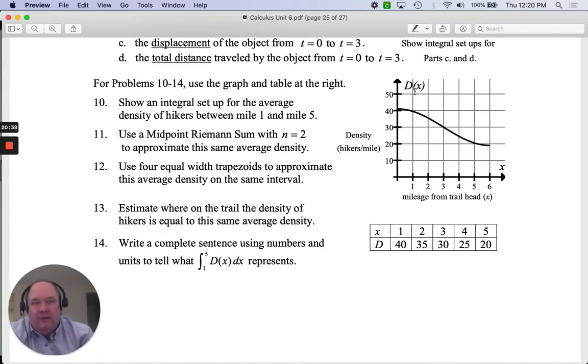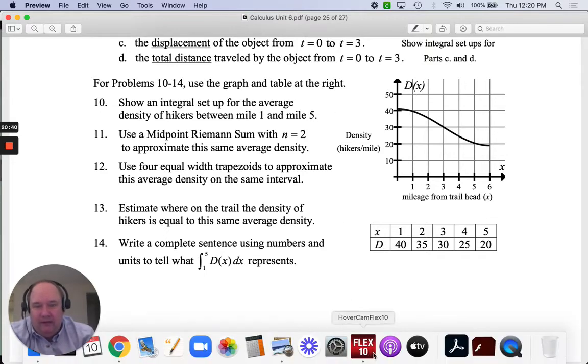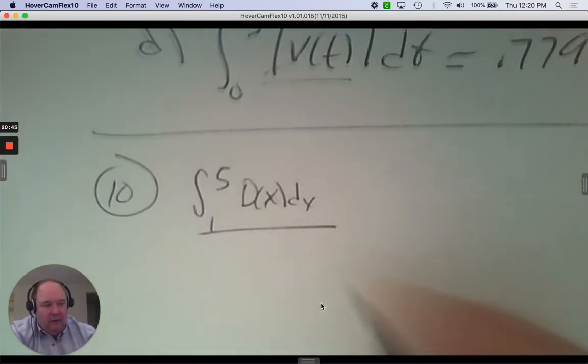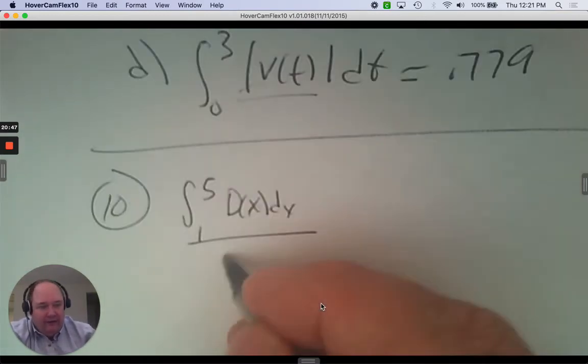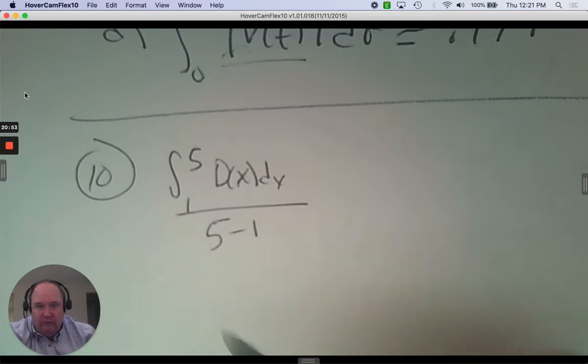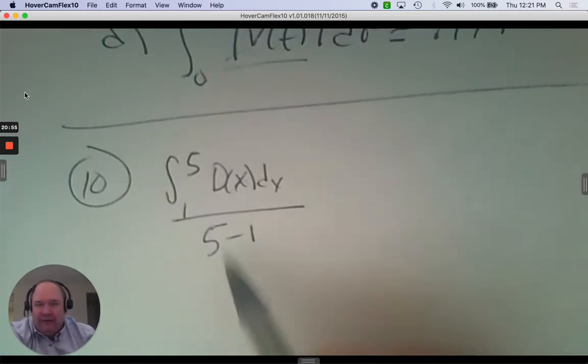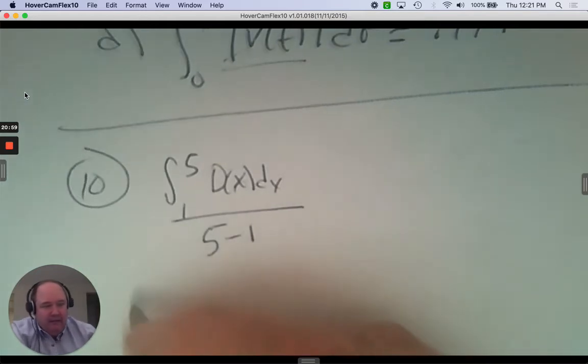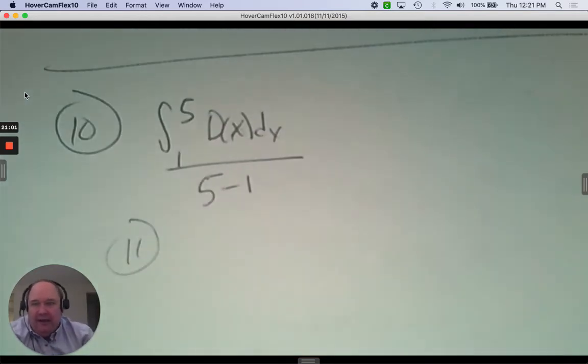And then we're going to divide by the difference in the limits or bounds. So this is what it looks like. So you have the integration, and then it's divided by the difference of the bounds. That's the setup to find average value, or this is average density, which means the same as average value, just connected to the story. In number 11, we're going to actually find a value for this, doing it a few different ways.